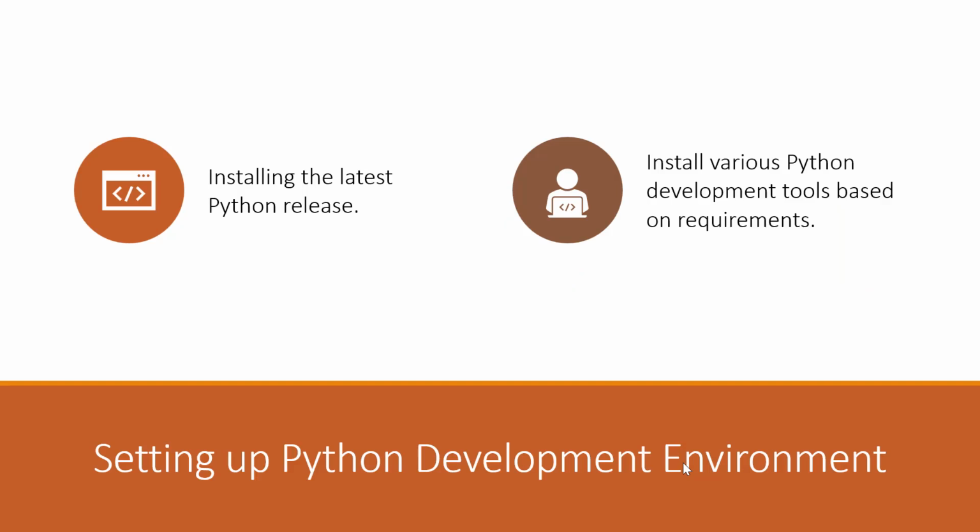The very first step in the setup includes installing the latest Python release. Now we already know how to install Python on different operating systems, so we will move to the next step. After installing Python, the next step is to select and install various development tools based upon our requirements. So let's discuss some of these Python development tools.